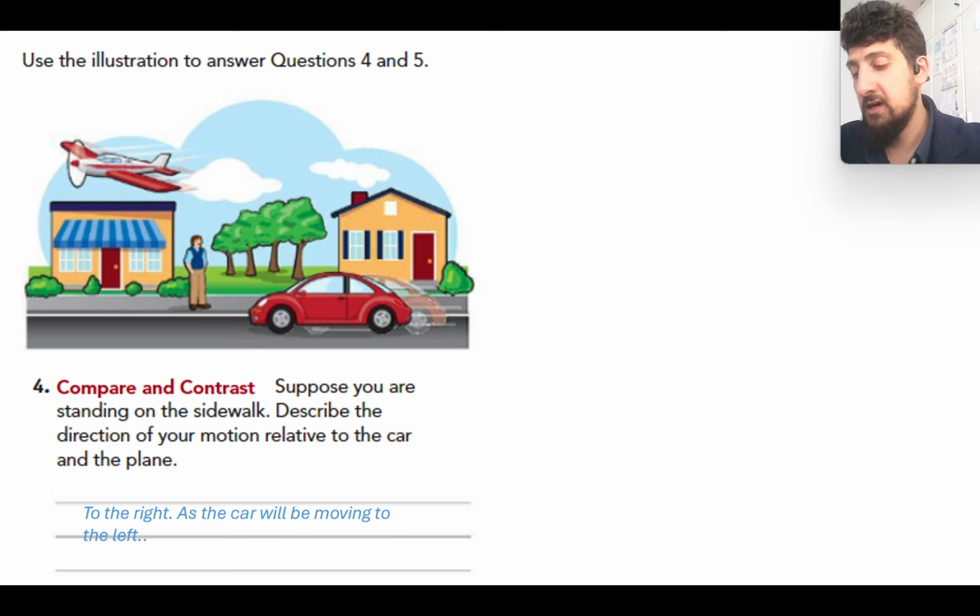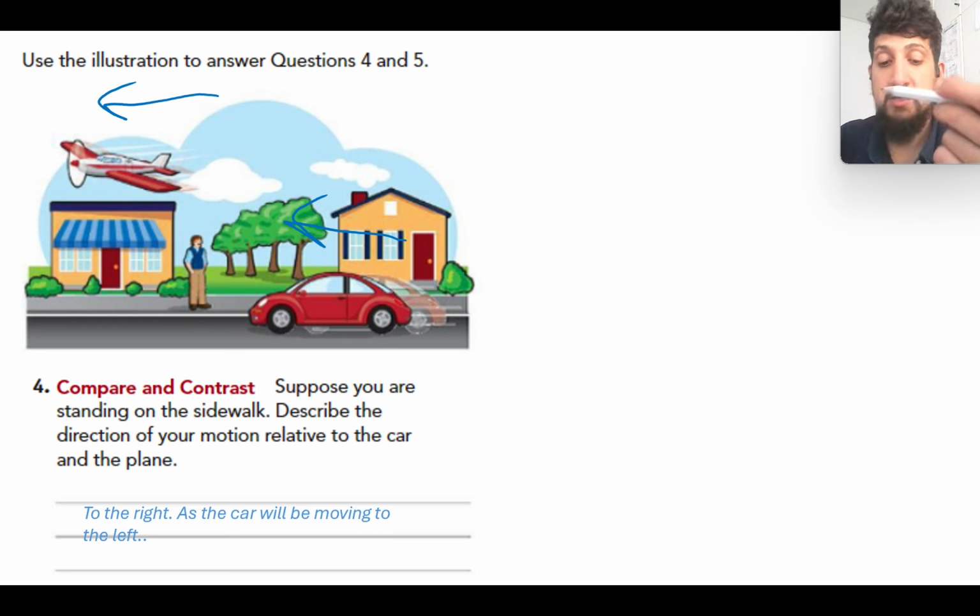Okay, so if the car is moving that way, and if the plane is moving that way, then relative to them, I'm actually moving that way. So that is what that means. So basically, because they're moving past me, it looks like I'm moving forward. It's all relative. That relative just means it depends on other objects.